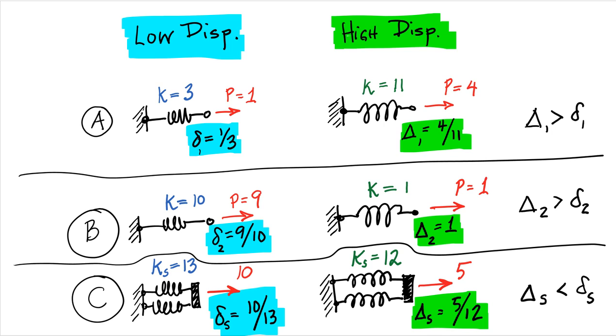So we take these 2 springs right here and combine them and apply the combined force, and we get a total spring stiffness of 13, right, by placing them in parallel, and a total force of 10. That yields a displacement of 10/13. If we do the same thing with these 2 springs that exhibited the higher displacement, now we get a stiffness of 12, a force of 5, and a displacement of 5/12, which is smaller than the displacement of lowercase delta.